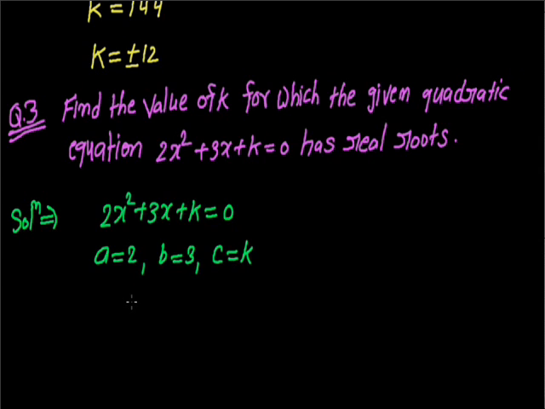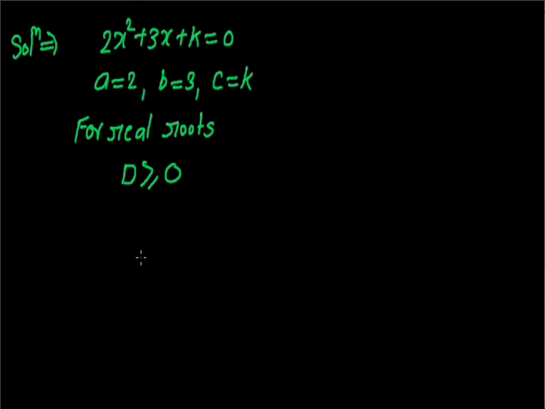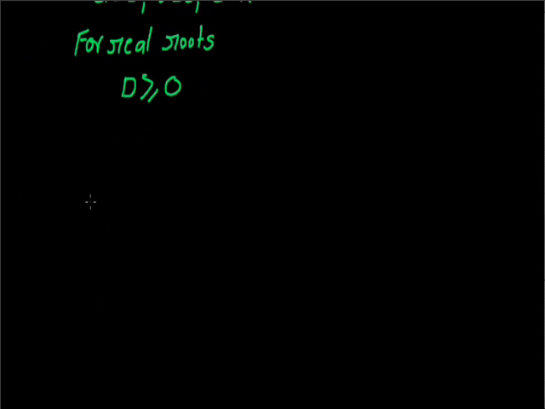Now we are given that the roots are real, so for real roots the discriminant D should be greater than or equal to 0. So b² - 4ac should be greater than or equal to 0.